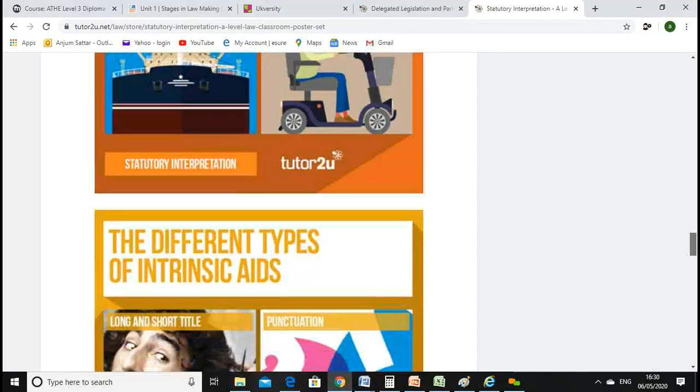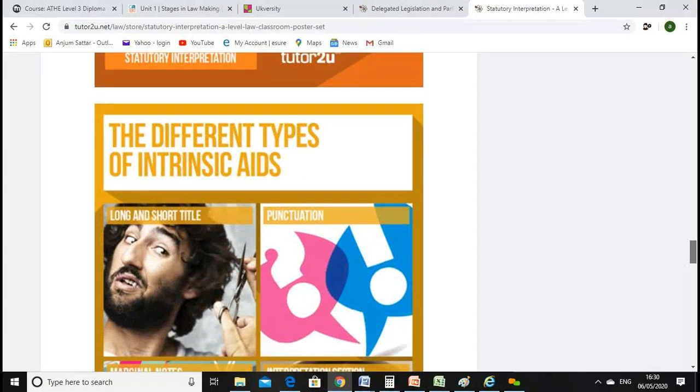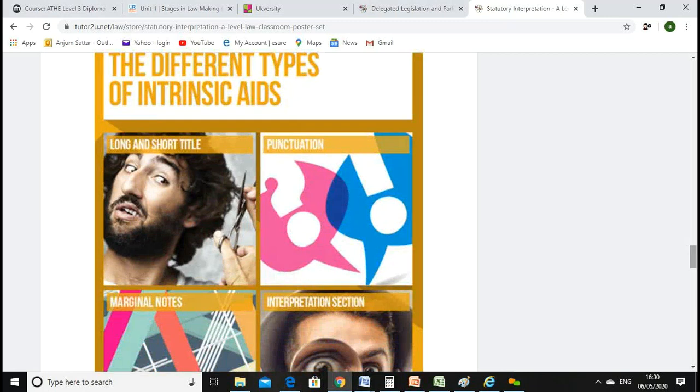Next, we have different types of intrinsic aids. What is meant by that? We can look at the long and the short title. In law, when we say, for example, the Data Protection Act 1998, this is the short title, and the long title can further explain it. Internally, we can go deeper, because we can look at the case law within it.